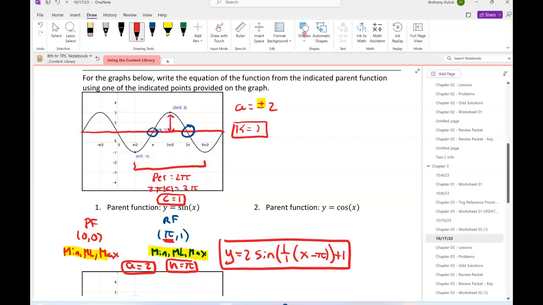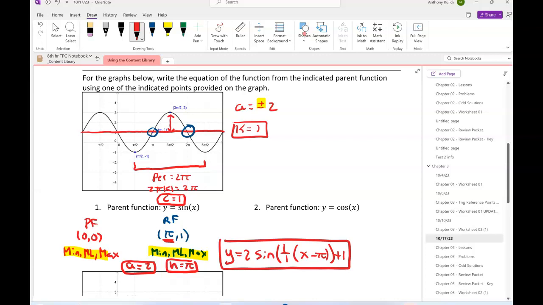So the k and the c always are going to be the same, regardless of what points you pick to use. The a will always be positive or negative, the same number, regardless of the point you pick to use it. The h will definitely depend on just the point you picked, though. That could be wildly different, depending on the point you chose.